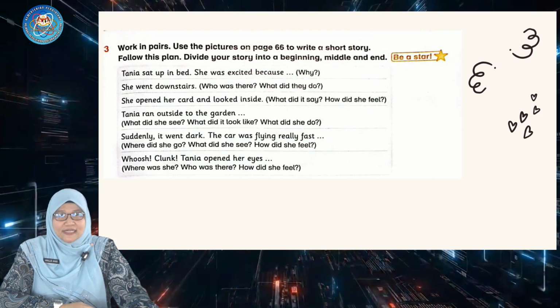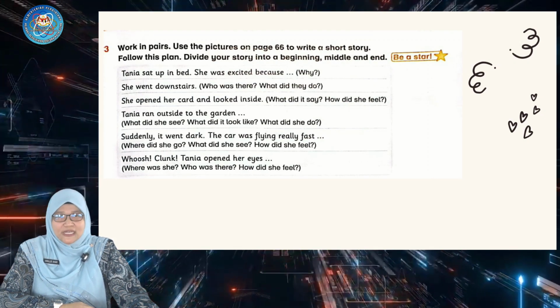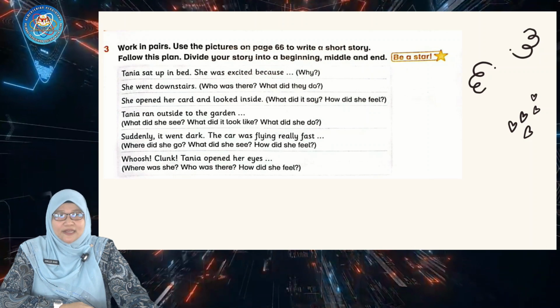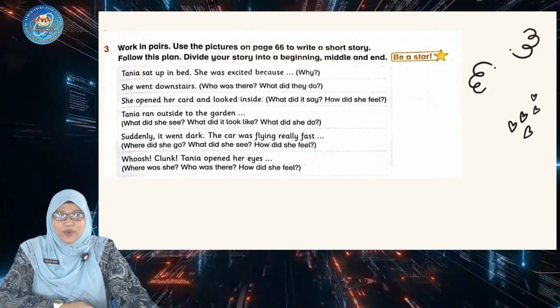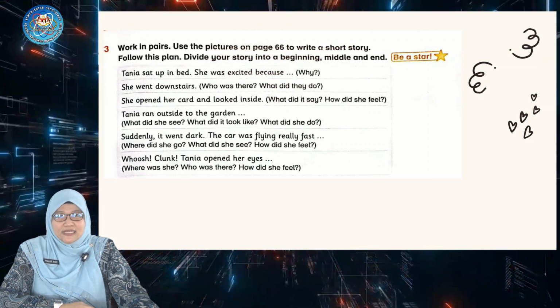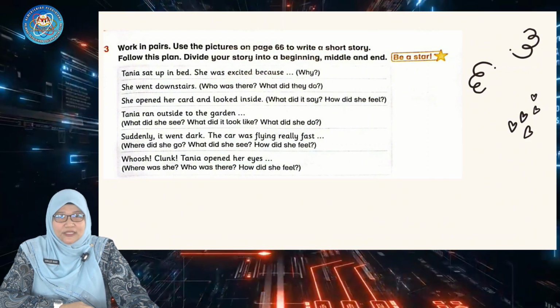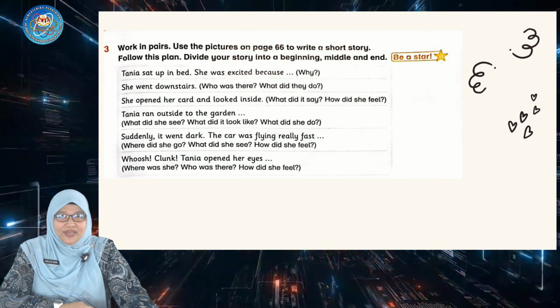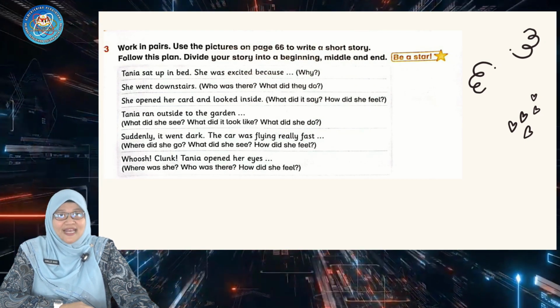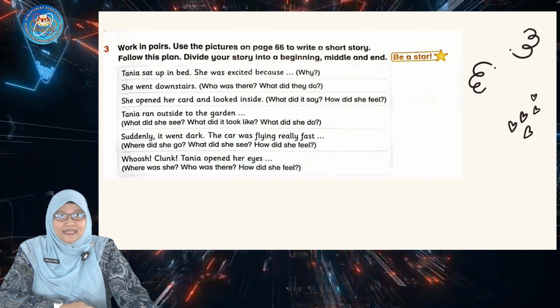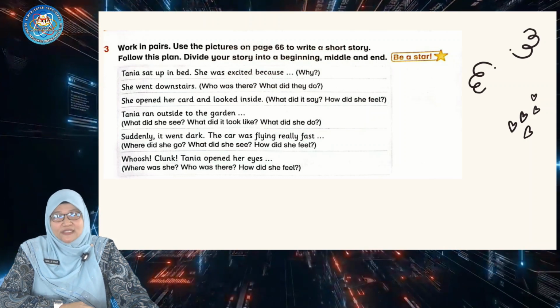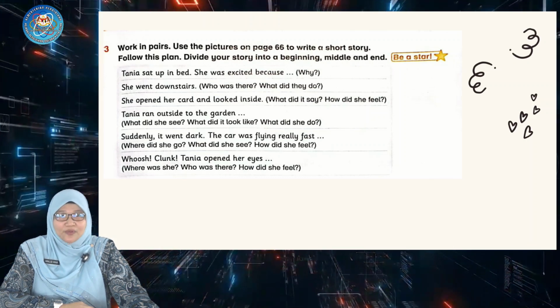Follow this plan. Divide your story into a beginning, middle, and end. Remember, beginning is where you introduce the characters, say where they are, and say what they are doing. Middle is where you describe the main events and introduce the problem. And the last one, end, is where you say how the characters solve the problems and say how they feel.